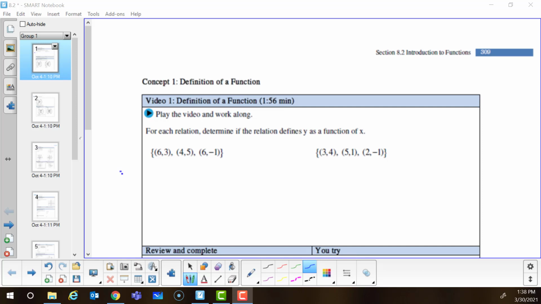Hi everybody. Today we're going to be talking about functions, and functions are going to be special kinds of relations. So we've talked about relations, and we talked about how relations are ordered pairs. So an x and a y, similar to when we were graphing. So functions are special types of relations.